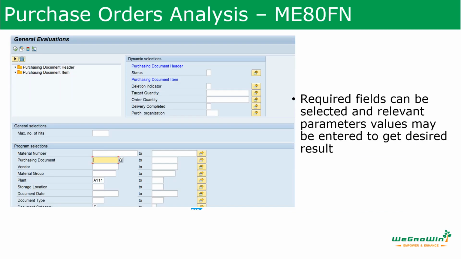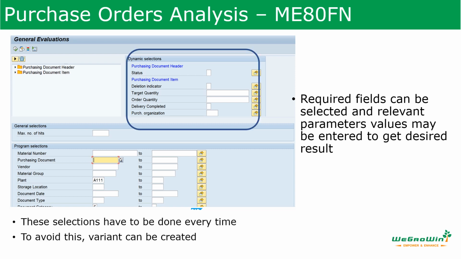Now we have the required fields to be selected, to get the desired result. Select those things. After selecting these parameters, we can run the report and get the output accordingly. Now, if you have to select these parameters every time, you have to do them manually, and that is going to take a lot of time. To avoid this, as we discussed earlier, we can create a variant so that we can save a lot of time. We will now see how a variant will be created.